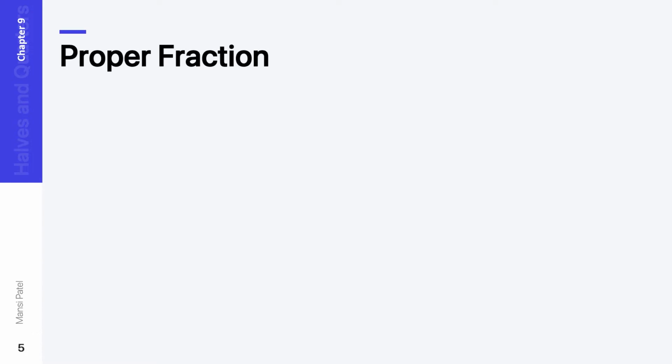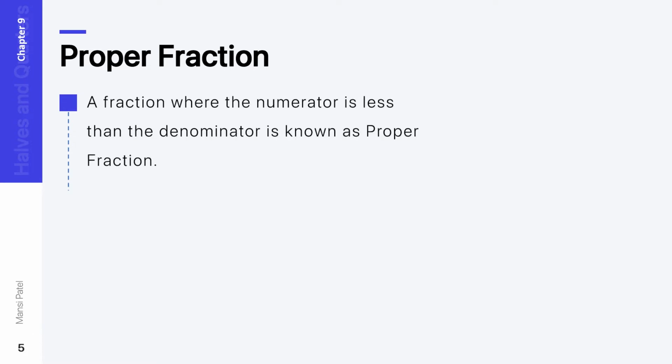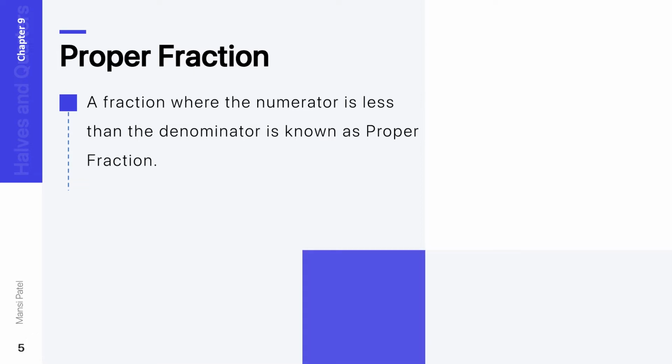Proper fraction. What is the proper fraction? A fraction where the numerator is less than the denominator is known as the proper fraction. As you know already, a fraction has two parts: one is the numerator and the second one is the denominator. If your numerator is less than the denominator, then it is known as a proper fraction.